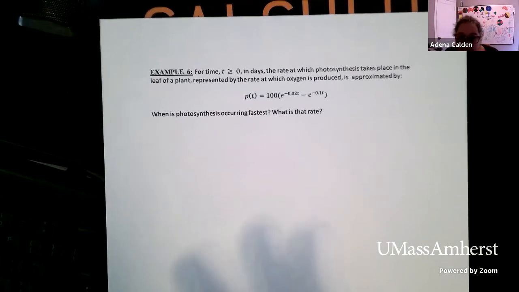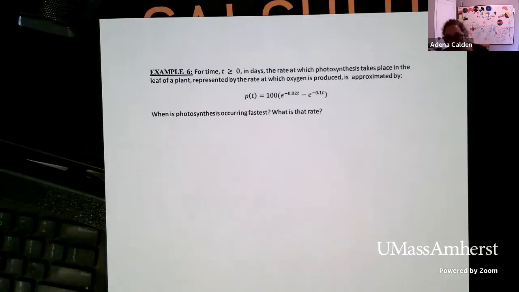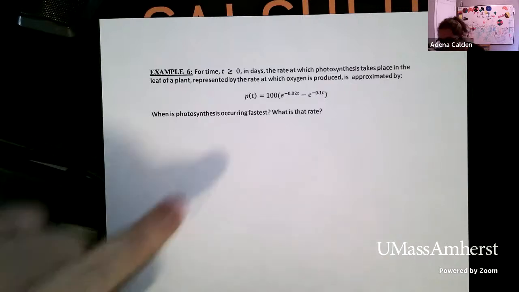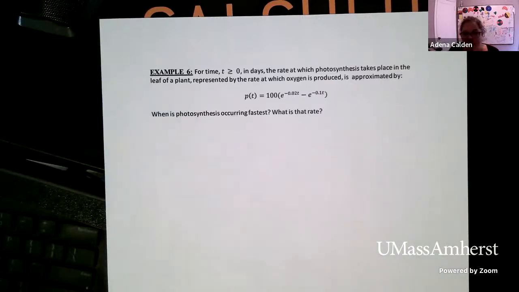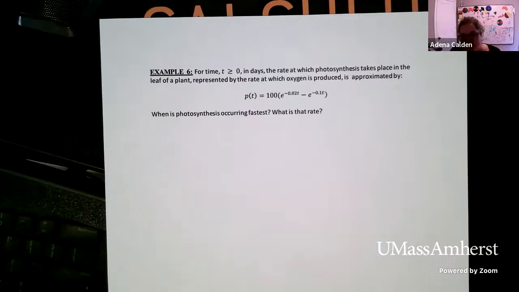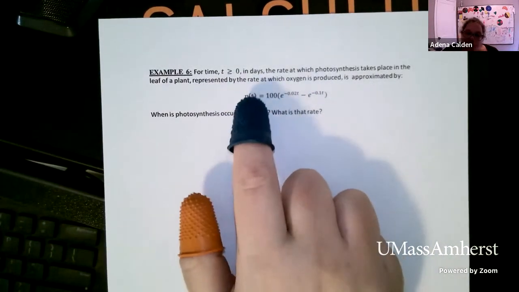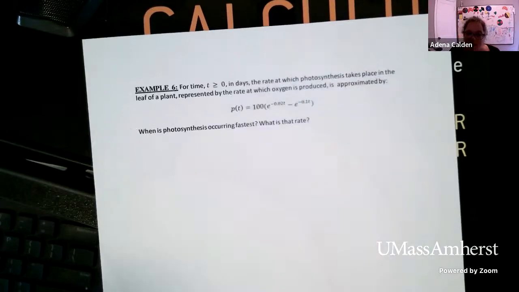So for a time t greater than or equal to 0 in days, the rate at which photosynthesis takes place in the leaf of a plant, represented by the rate at which oxygen is produced, is approximated by, and we have this function, P of t equals 100 times e to the negative 0.02t minus e to the negative 0.1t. It's 2 questions. When is the photosynthesis occurring fastest? And what is that rate? So we're looking for the global maximum in the situation. The global maximum is the rate, because that's what the P is. But we also want to know the corresponding t value that gives us that fast rate.